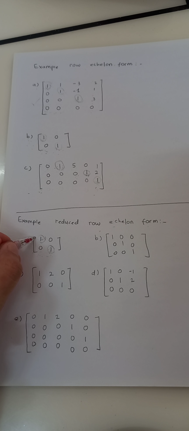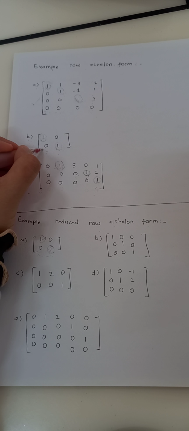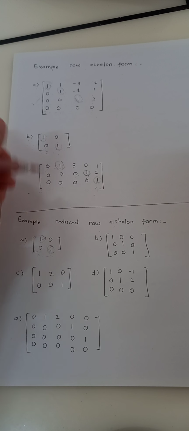Okay, selalunya identity matrix must be reduced row echelon form. Dia pun boleh jadi juga identity matrix ni, also dia satisfied for the row echelon form. Okay, macam ni. Dia dua-dua satisfied. Dekat row echelon form pun satisfied, dekat reduced row echelon form pun dia satisfied.